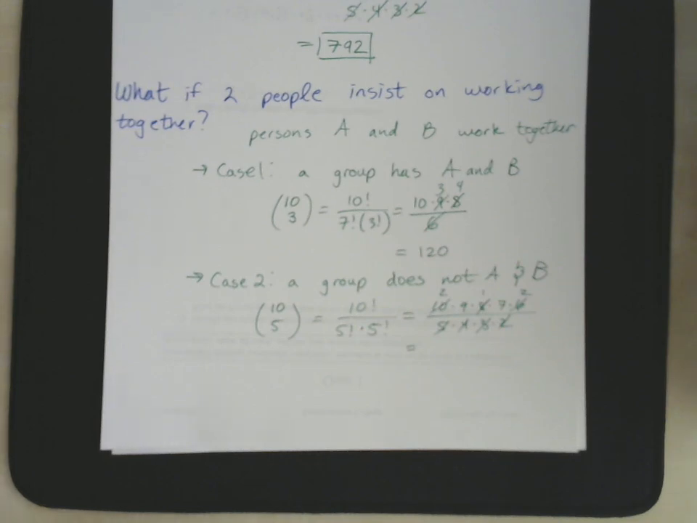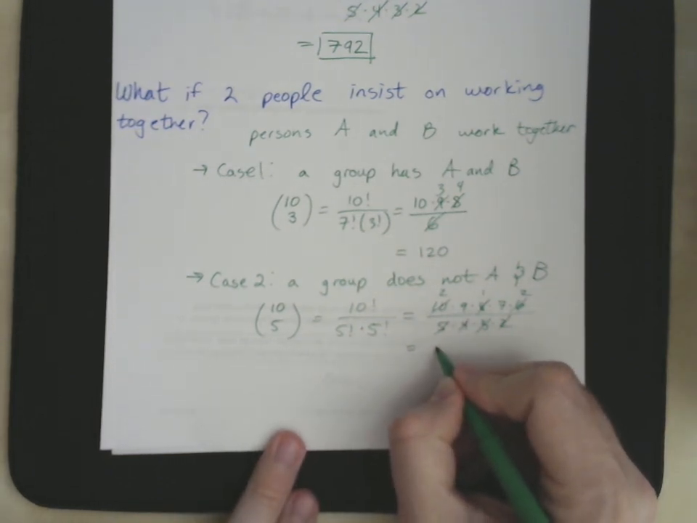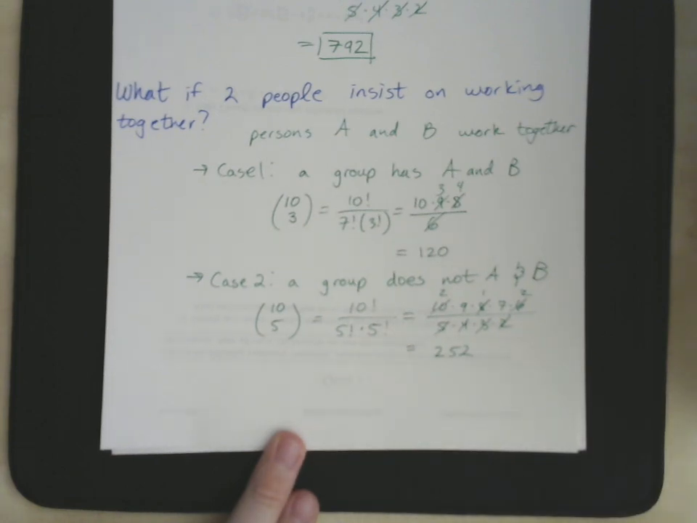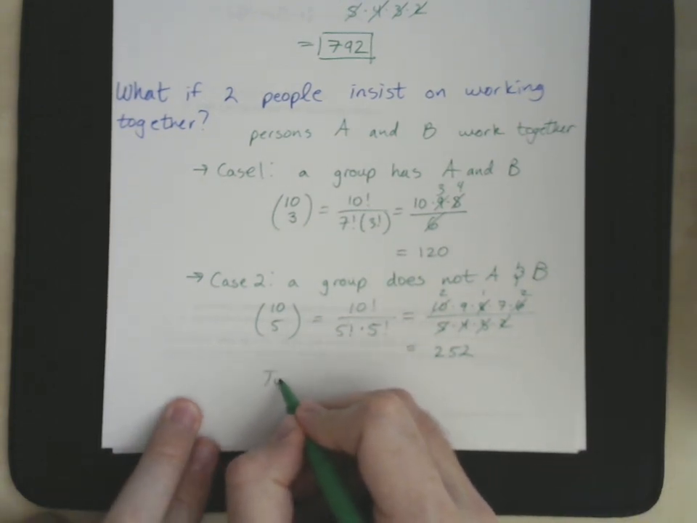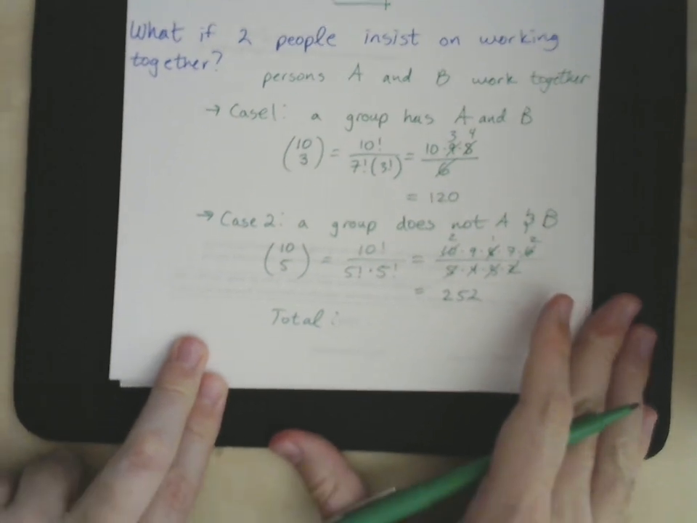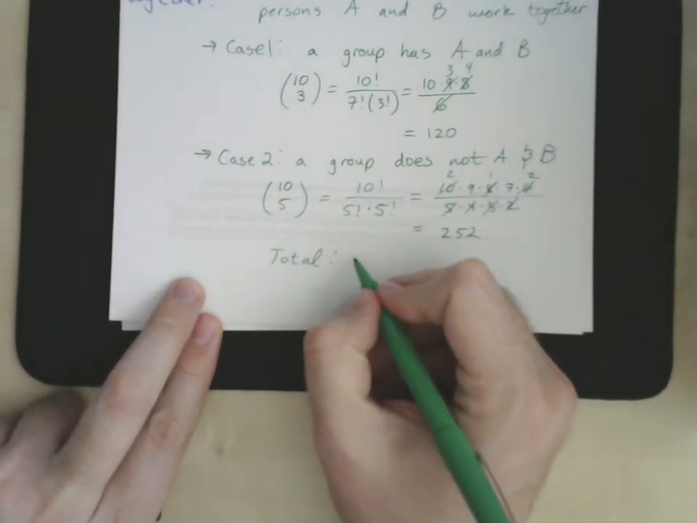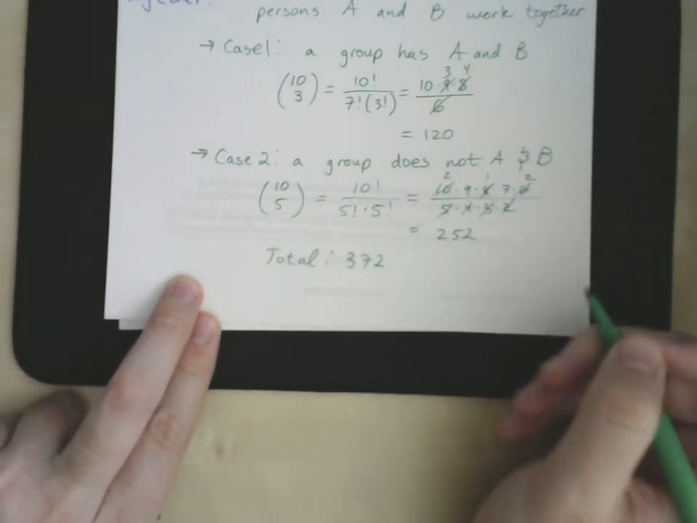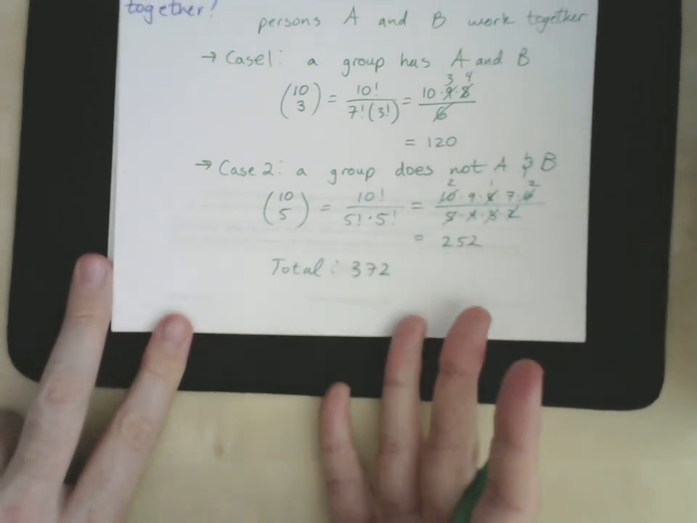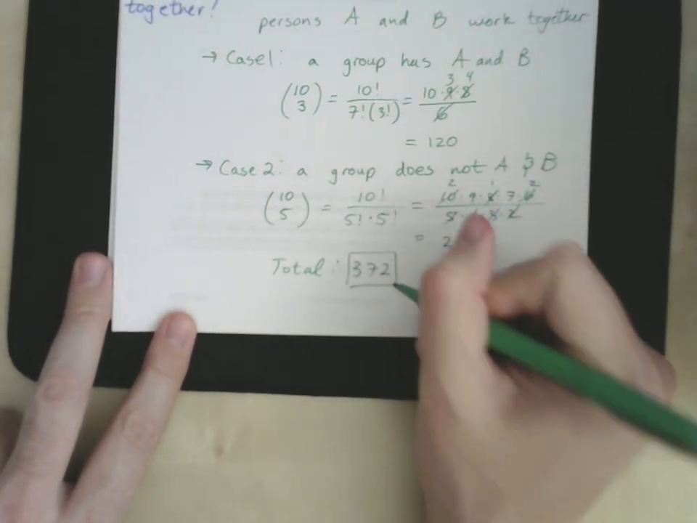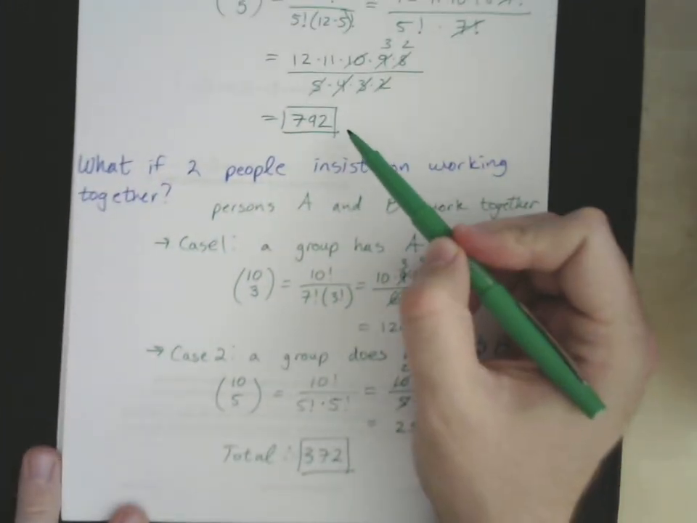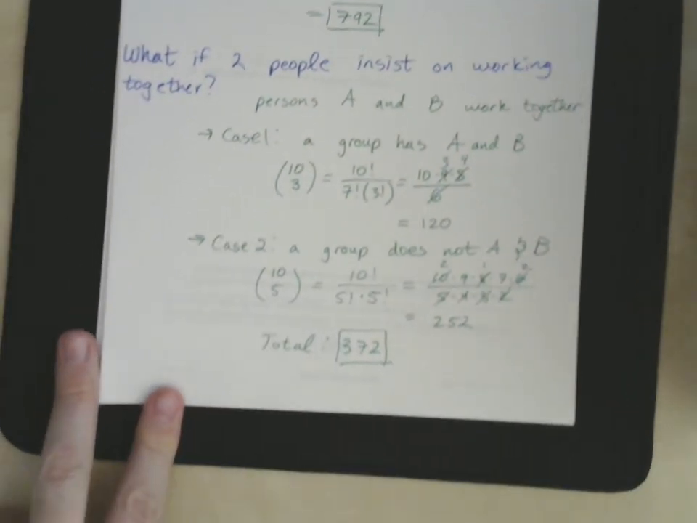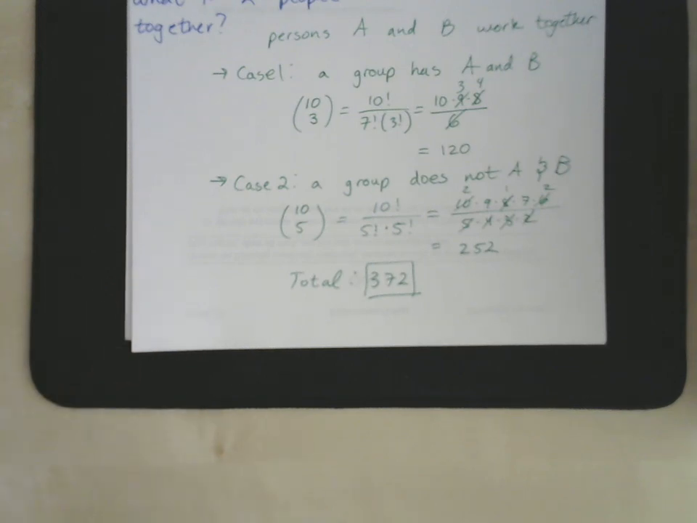And when all is said and done, we have 252 options here, for a total of 120 plus 252, 372 options. So we have a lot fewer choices versus if we could group any 5 people together. Now imagine we were more prohibitive in our restrictions. We would have even fewer options.